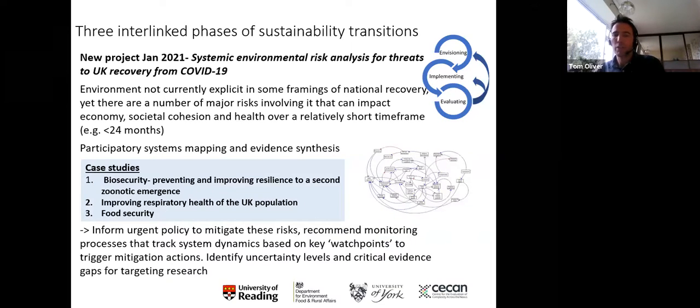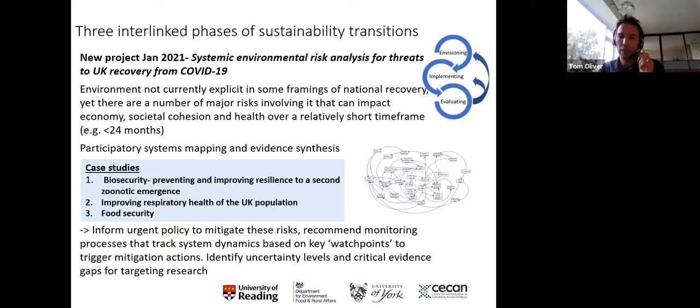And really, just to end, thinking about the future, this is a new project that's starting in January next year, working with CECAN and Defra and a couple of universities. In terms of evaluating, this is about thinking about systemic risks that will affect recovery from COVID. That recovery has been framed quite strongly in terms of rebuilding the economy, maintaining social cohesion and health, rightly so. But the environment is also important in underpinning those aspects, and that's been relatively neglected.